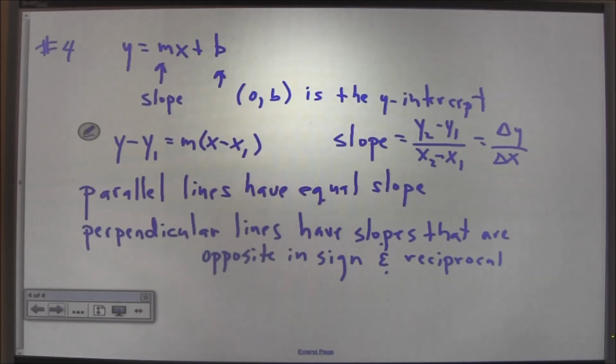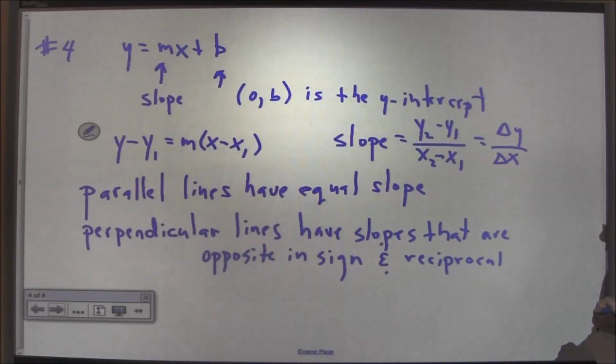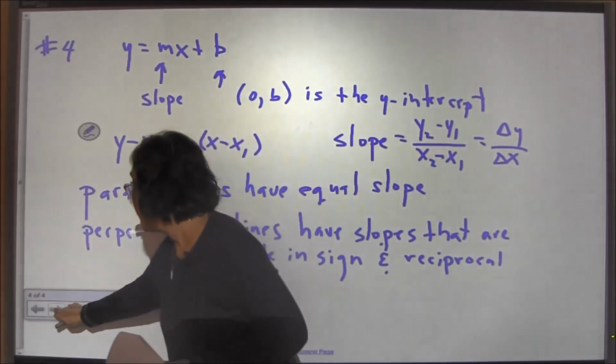Really what it is that if you multiply the two slopes together, you get -1. So like 1/2 times -2. That's the mathematical definition. But I like to write it out in words to remember what to do.